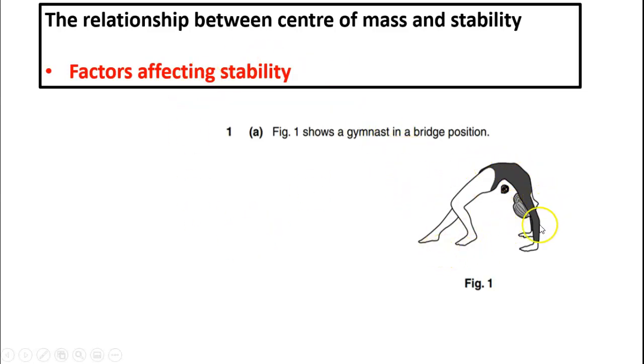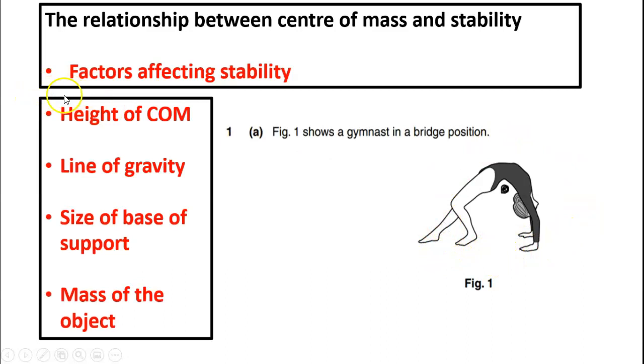If you were talking about a bridge in gymnastics, that would be considered stable. And the factors that affect how stable it is come in this way. We've got the height of the centre of mass as one. The second one is the line of gravity, then the size of the base of support, and also the mass of the object, so how much the object weighs. If I go down from here, we're going to look at the top 3 bullet points and apply them to different sport examples. I'm sure you can realise these are the factors that affect stability.